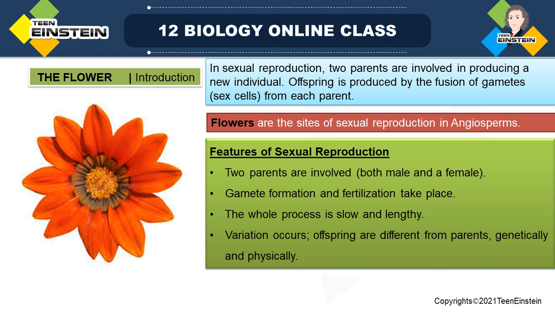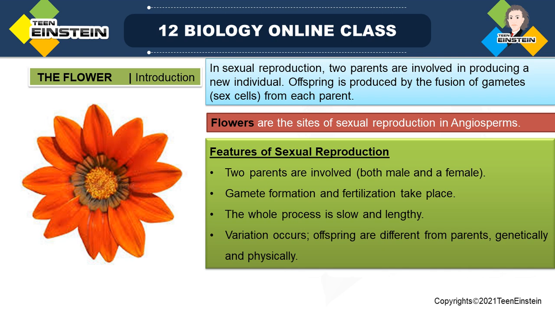So what are the features of sexual reproduction? Mainly two parents are involved, and they produce a new individual. Without the involvement of male and female parents, there is no sexual reproduction. The offspring, the new individual produced by the fusion of gametes or sex cells, is the result of sexual reproduction. In angiosperms, flowers are the sites of sexual reproduction.